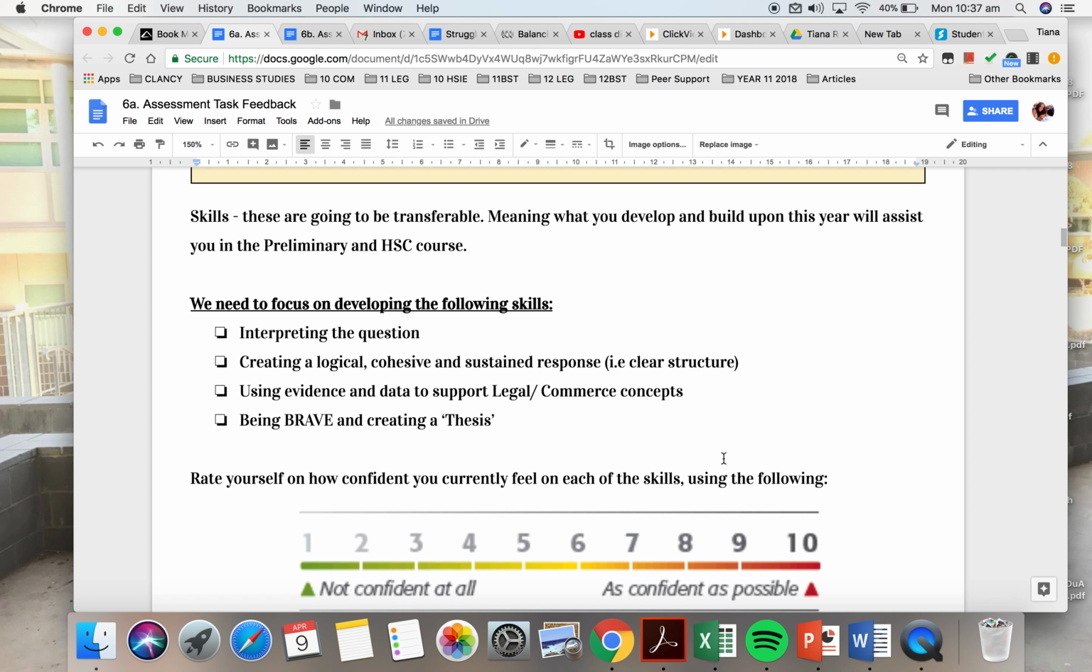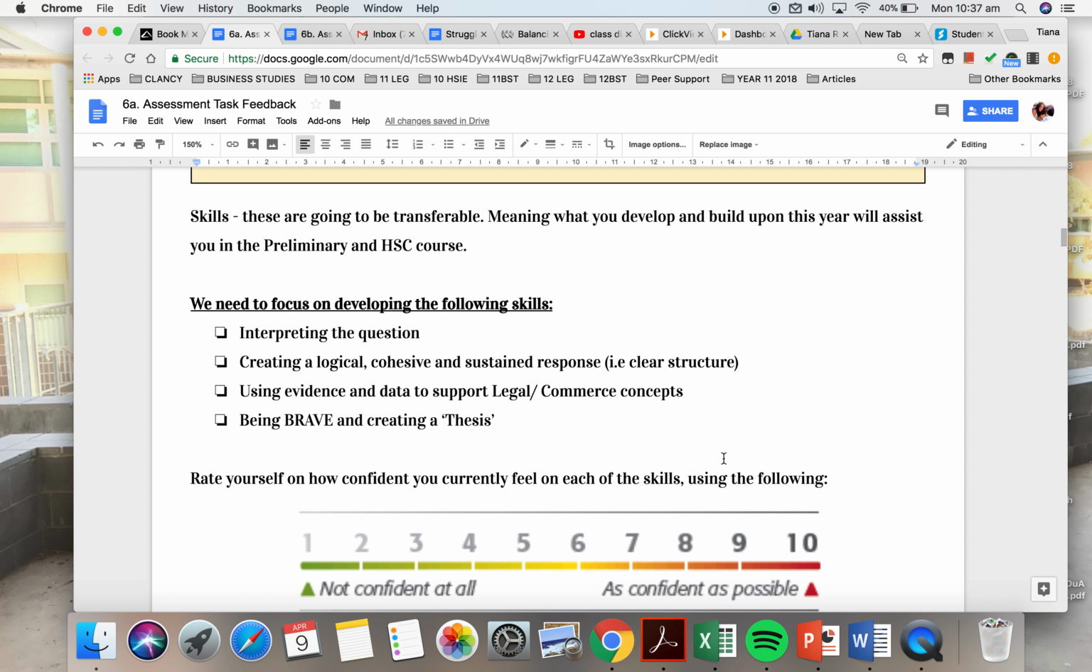Interpreting the question. So what is the question asking me to do? Creating a logical, cohesive, and sustained response. Logical meaning that it makes sense. When you read the response, it makes sense according to the question. Cohesive, that it all flows together, that you're using text connectives to help the cohesiveness of your response, that you use paragraphs to ensure that there's cohesiveness, and a sustained response, that you are spending even amount of time on each paragraph, that you don't have a paragraph that lasts 2 pages and then a paragraph that lasts 4 lines.